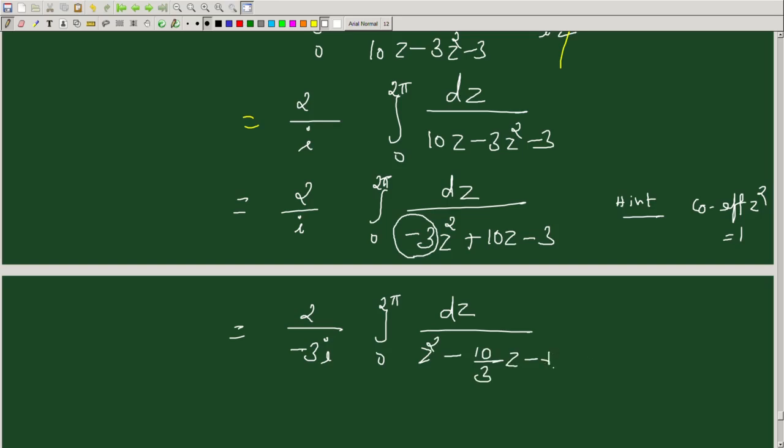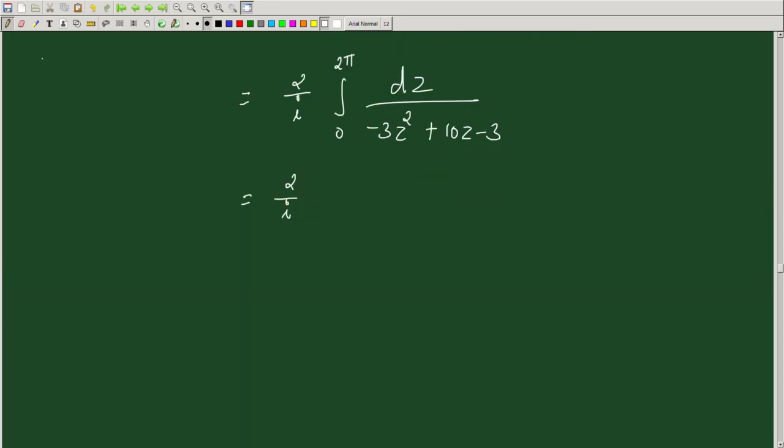Minus 3 by 3 is 1. Now, let's continue. The main hint is that the coefficient of z square must be 1. So I am taking minus 3 outside, since it is in the denominator. That's what I am taking, minus 3 in the denominator, outside.